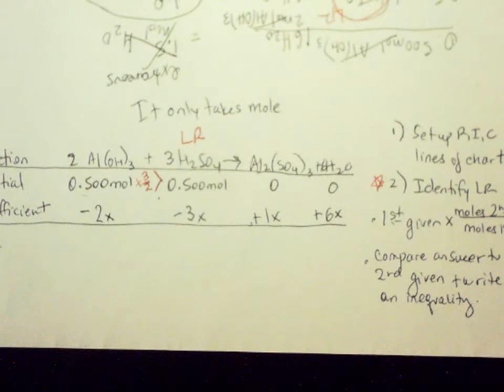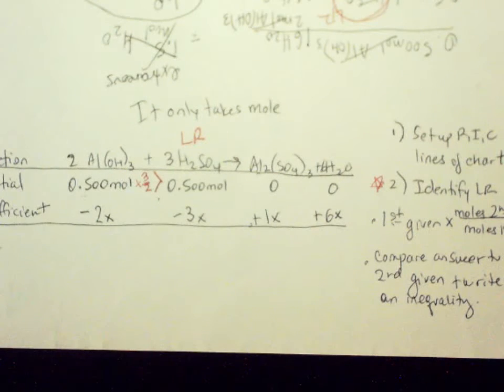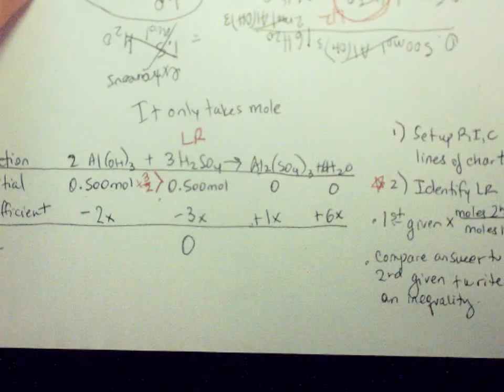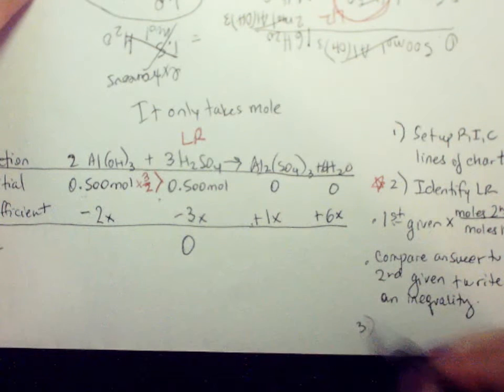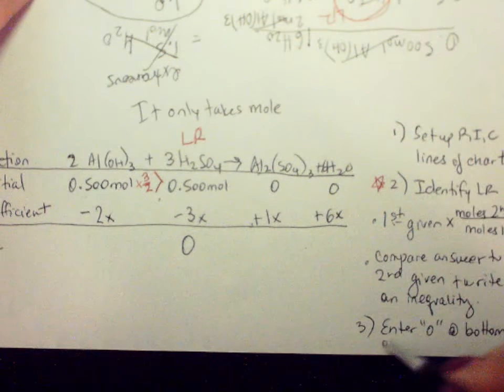Okay? All right, well, now that I know who the limiting reactant is, now I can put a number in the E line. Now I've got to finish filling out the E line. What do you know about limiting reactants? What's the second definition? What happens to them? What happened to my slice of ham? It gets used up. And so at the bottom of the LR column, you're going to put in a 0. So step 3, enter 0 at bottom of LR column.